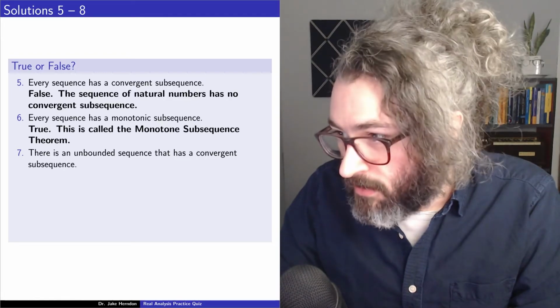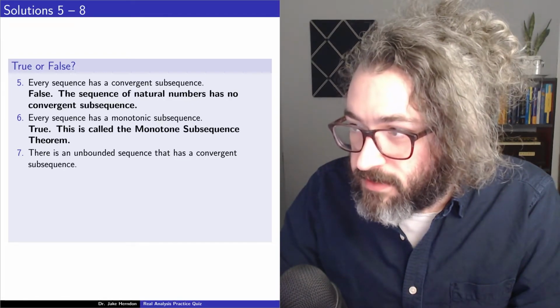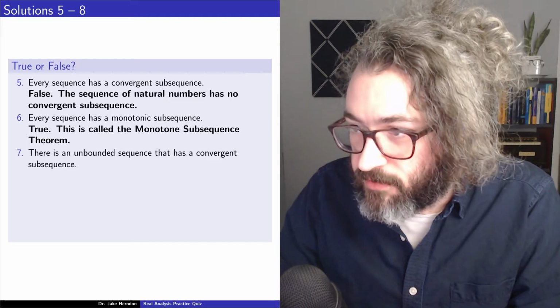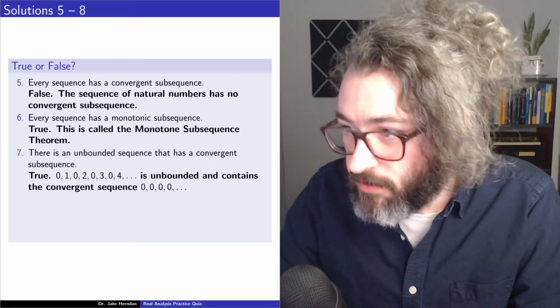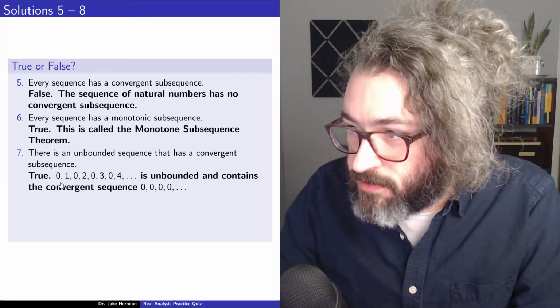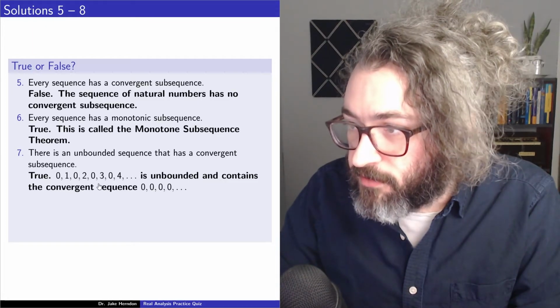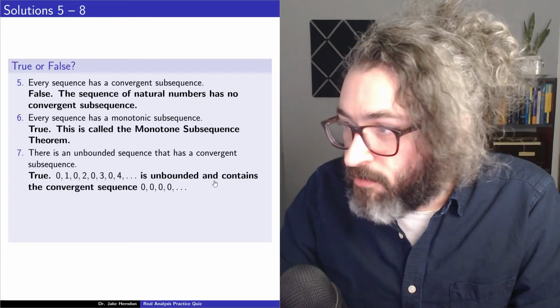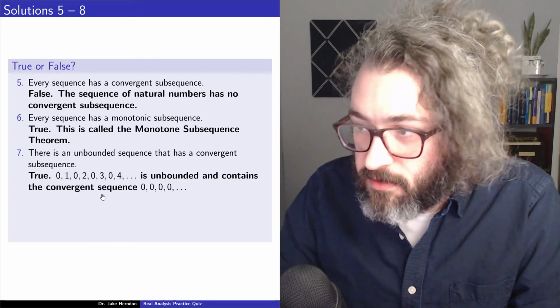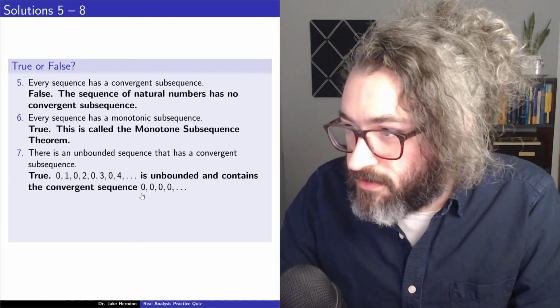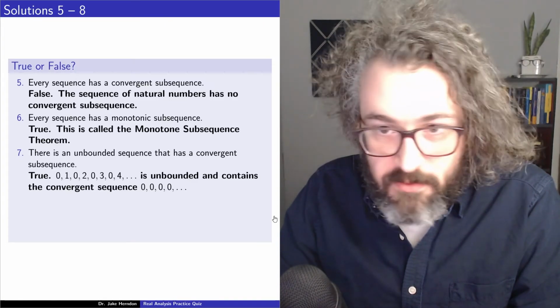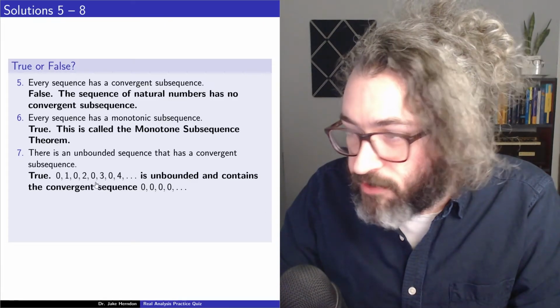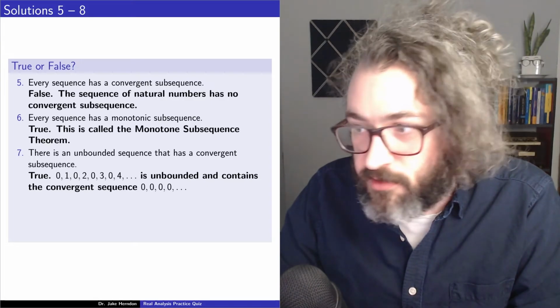Statement 7, there is an unbounded sequence that has a convergent subsequence. This is true. You can look at the sequence that goes 0, 1, 0, 2, 0, 3, 0, 4, and then 0, 5, 0, 6, 0, 7. That's unbounded, and it contains a convergent subsequence. 0, 0, 0, 0. Just the sequence of every other term is constant, and so it converges.